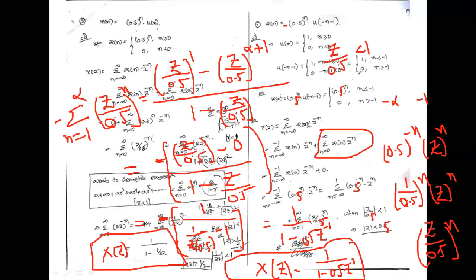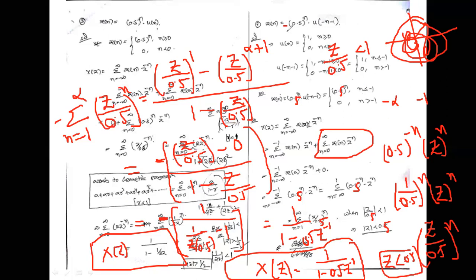But the ROC is different. What is the ROC here? |z| by 0.5 is less than 1. That means |z| is not greater than, but less than 0.5. Less than 0.5, the ROC means inside the circle. The circle with radius 0.5, the ROC is inside. The previous case is outside. Inside means the left side. When we consider the circle, inside the circle, all the values, the function exists. For the remaining values, it does not exist.